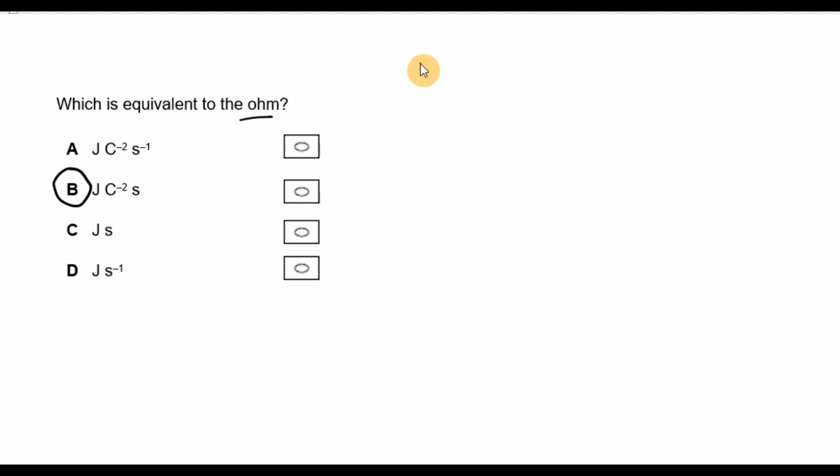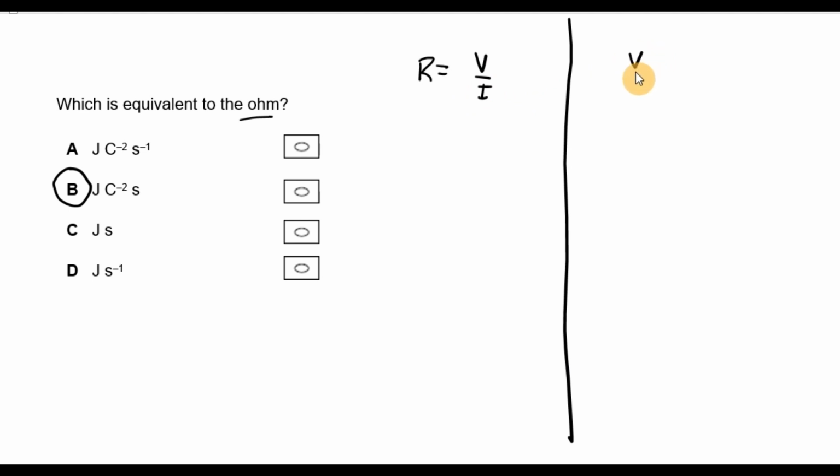Resistance is equal to a potential difference over current. Now, what units are that? Well, the units of potential difference is volts, and the units of current is amps. So volts per amp is the same as an ohm. So let's just have a look down here.